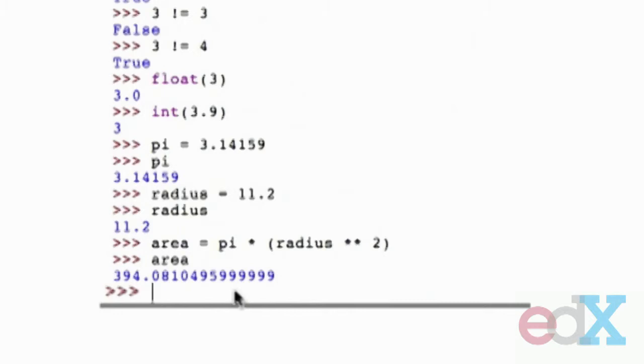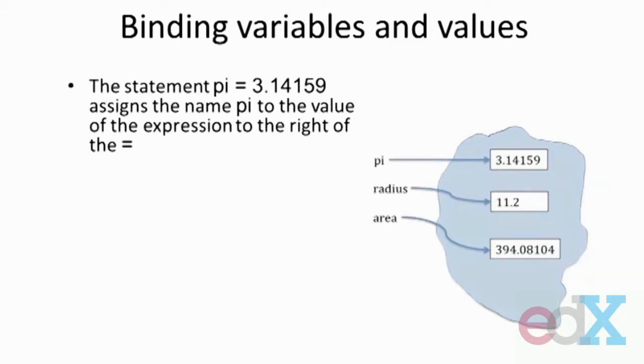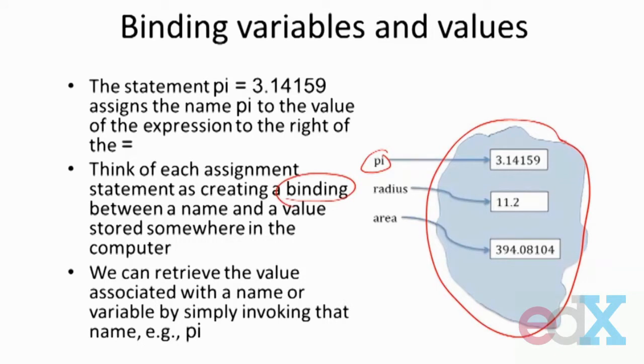Okay, so let's look at that in a little more detail. We say that we're binding a variable or a name to a value. And what does that mean? That statement, pi equals 3.14159, literally assigns the name pi to the value of the expression on the right-hand side of the equals. And you can think of this as literally creating a binding between a name and a value stored somewhere in the computer. So over here are all the values that are stored away in the computer, and I have somewhere within the computer a listing of all the names whose bindings I have done. As we just saw, we can retrieve the value associated with the name by simply invoking that name, just asking for what is the value of pi.